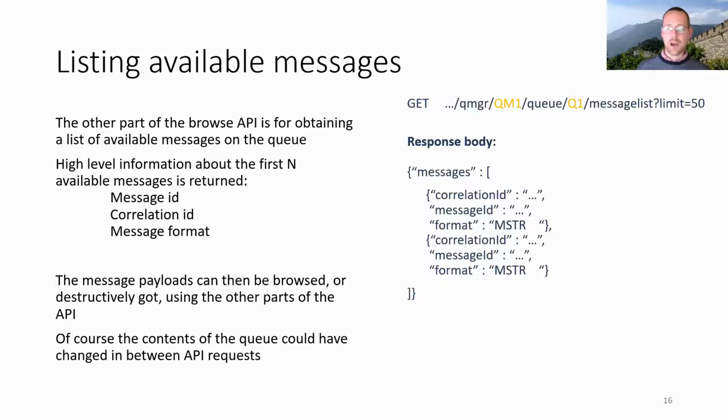So just bearing that in mind, the idea is that you use this in conjunction with the previous browsing API to build up whatever your interaction pattern is. But of course, the state of a queue can change over time, especially if you've got multiple applications interacting with it. You have to bear in mind that if you go and browse a message once, it might not be there if you try and browse it again, or if you go and destructively get it again. So it's just worth bearing that in mind. That's why this API is shaped like it is.